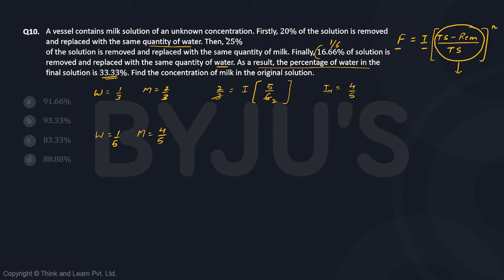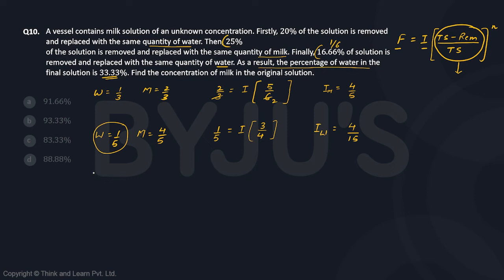That means the second step. Here in this step, 25% of the solution, that is 1/4 of the solution, is removed and replaced with the same quantity of milk. So replacement is done by milk, and the formula will be applied on water. The final fraction of water, which is 1/5, is equal to the initial fraction of water multiplied by the leftover solution. If 25% is removed, that means 1/4 is removed, and I'll be left with 3/4 of the solution. So the initial fraction of water in this case, because the formula is applied on water, will be equal to 4/15.